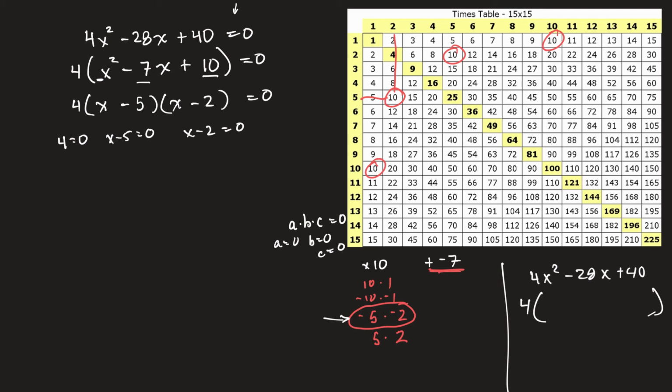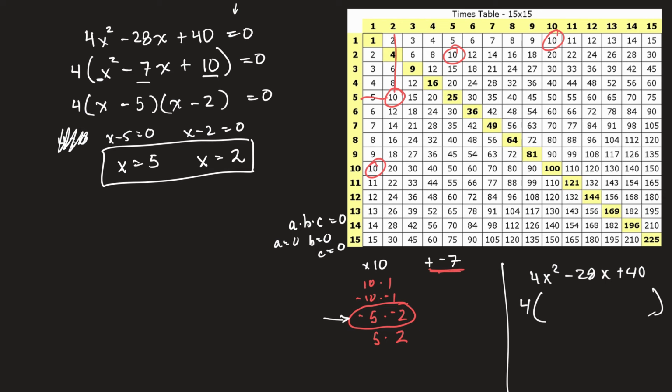Now 4 equals 0 is not a true statement, so I can cancel that solution out. That won't give me an answer. But here I can add 5 to both sides, and here I can add 2 to both sides. So my solutions to that equation are 5 and 2.